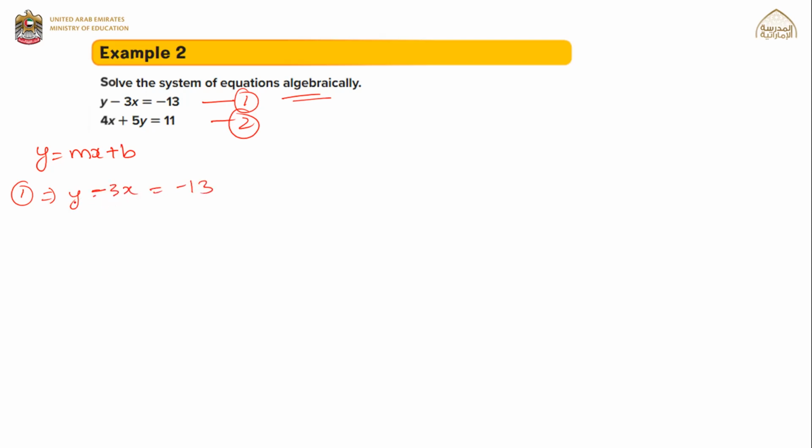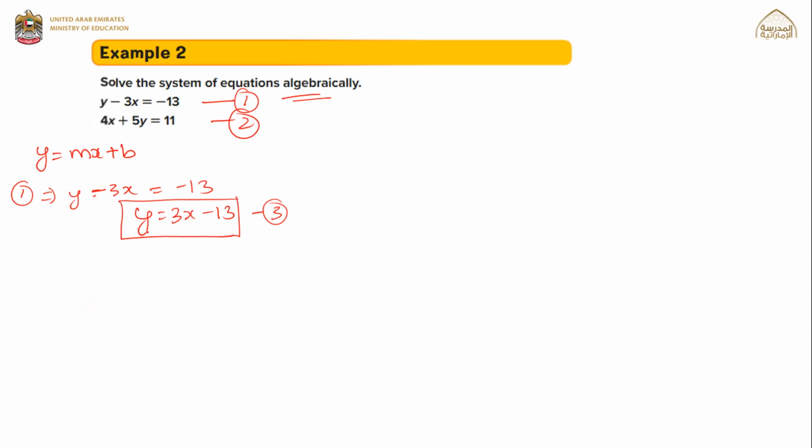and make y the subject in slope-intercept form. That is y equal to 3x minus 13. If you want, you can label this as equation 3 for easy reference in the upcoming steps.